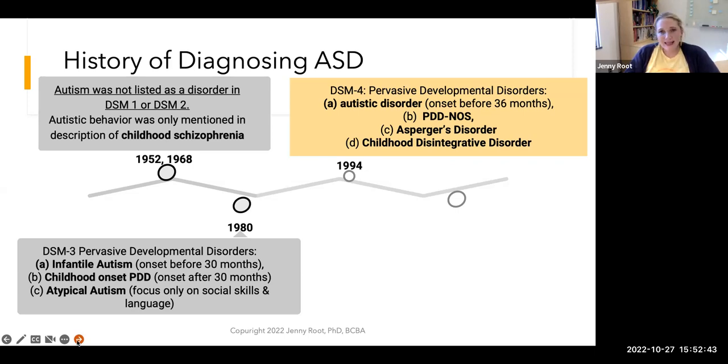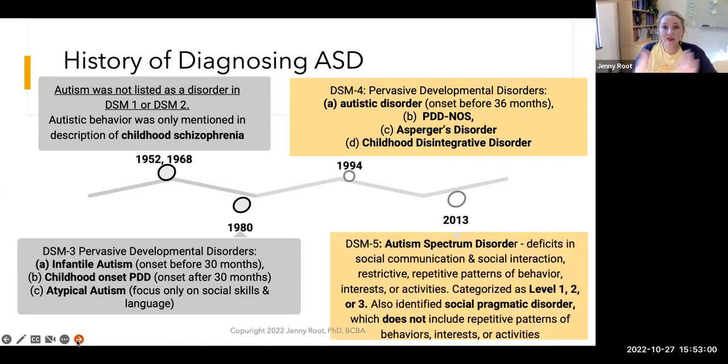PDD-NOS was like, we're not sure. It's just a pervasive developmental disorder, not otherwise specified. Asperger's disorder, and then childhood disintegrative disorder. So autism kind of was under one of these umbrellas. And then we had a long time before another DSM, and it was in 2013, and that's the DSM-5, and that's where we are right now.